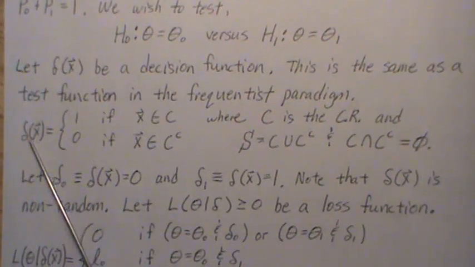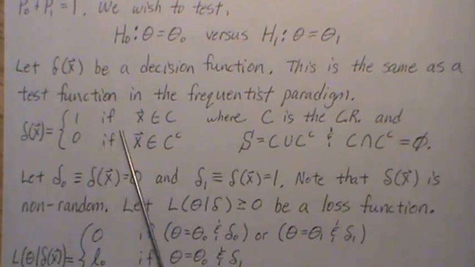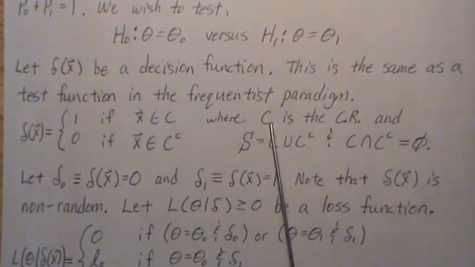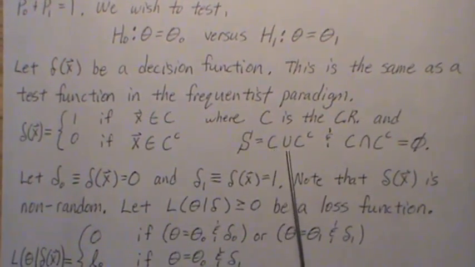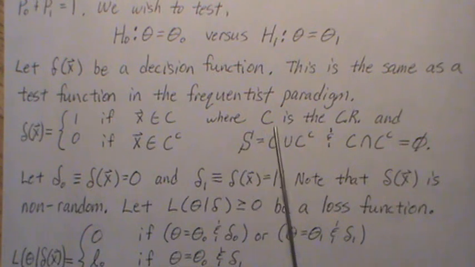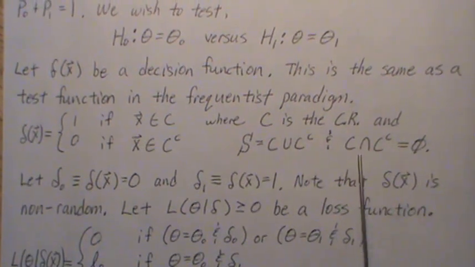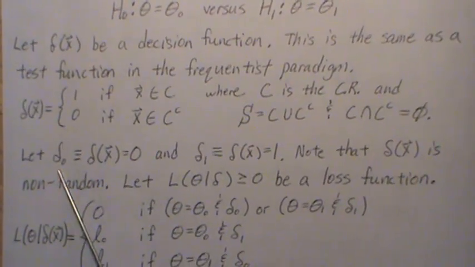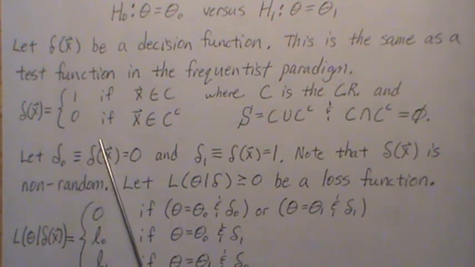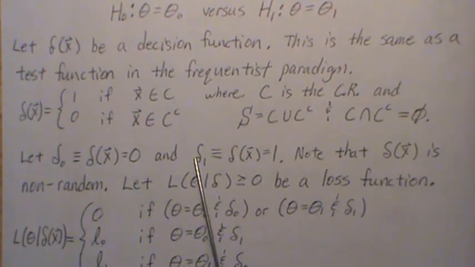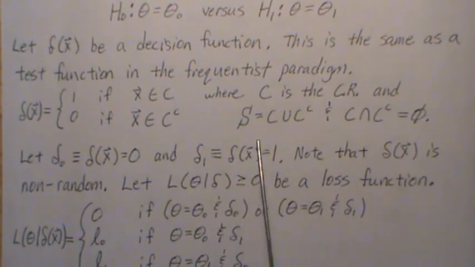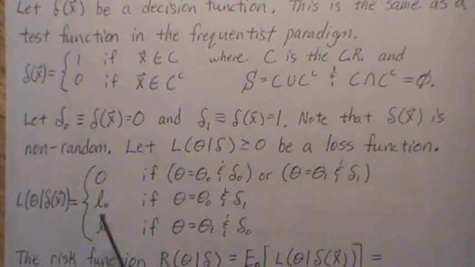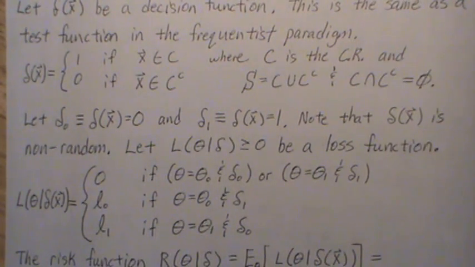And so it has the same form, so delta of x is 1 or 0, and it's a 1 if x is in this critical region, and it's a 0 if it's not in the critical region. C is the critical region. C union C complement makes up the entire sample space, and they're disjoint sets. Now, for shorthand notation, we'll let delta 0 be the case that delta is 0, and delta 1 be the case that delta is equal to 1.